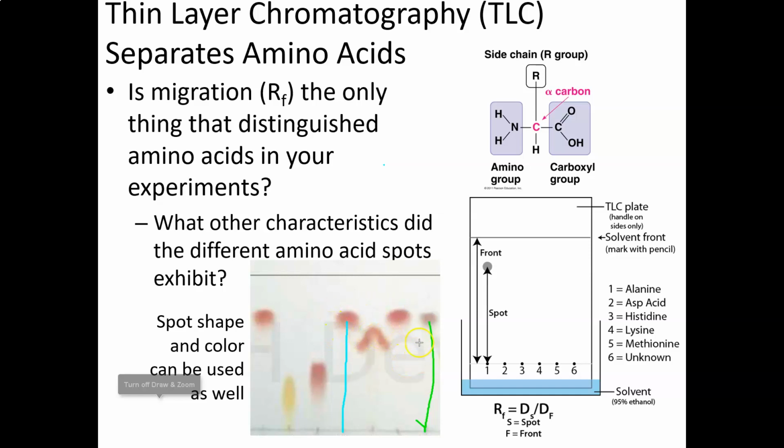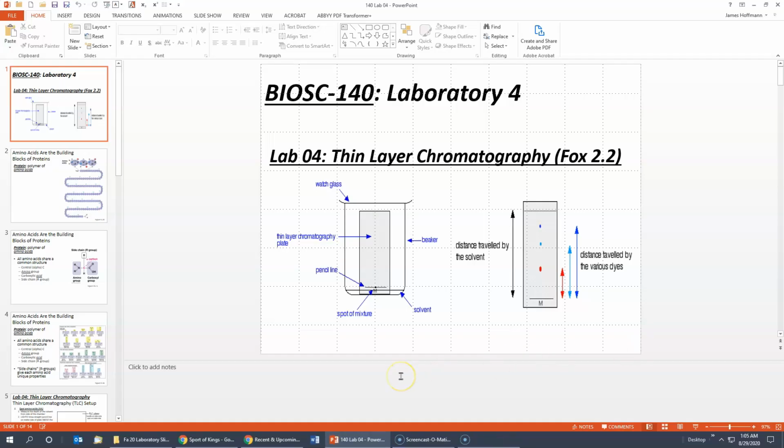When that happens and you can't differentiate between them, a good way to make them move differentially is to use a different solvent and do the experiment again. And since they have different properties because of their different R groups, they will likely move at different speeds and have different RFs this time when you do another experiment. All right, so that's what we're looking at for the RFs.